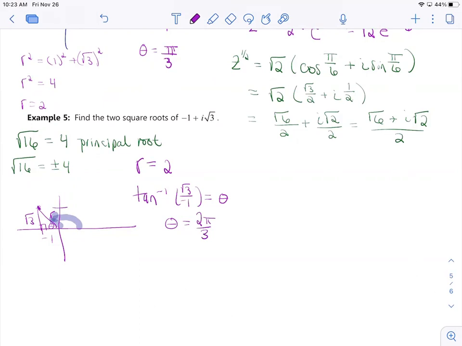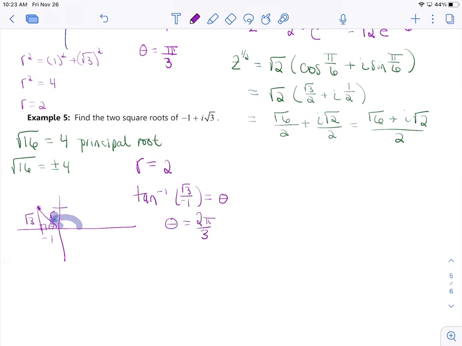Okay, so what we end up getting is now we're going to go ahead and put that back into our beautiful form. There we go.